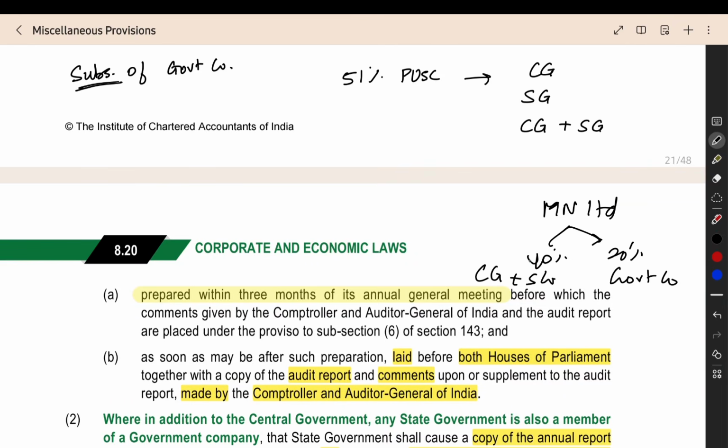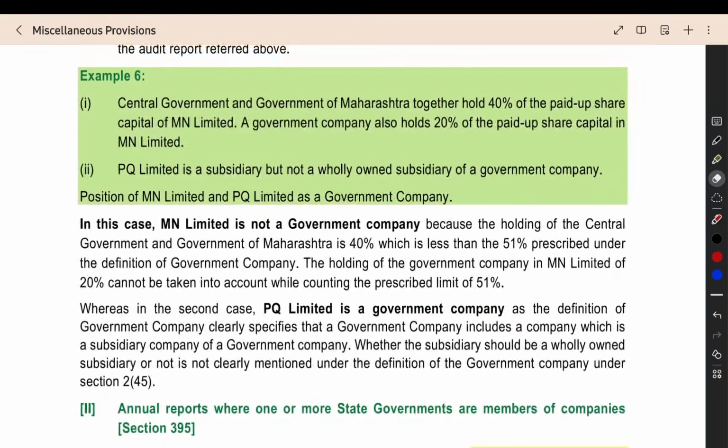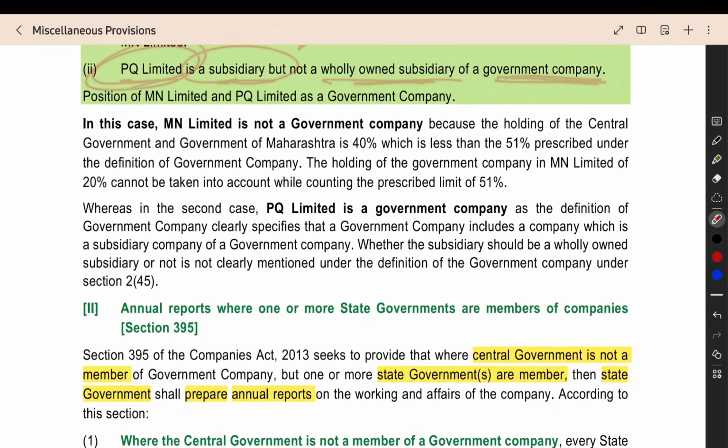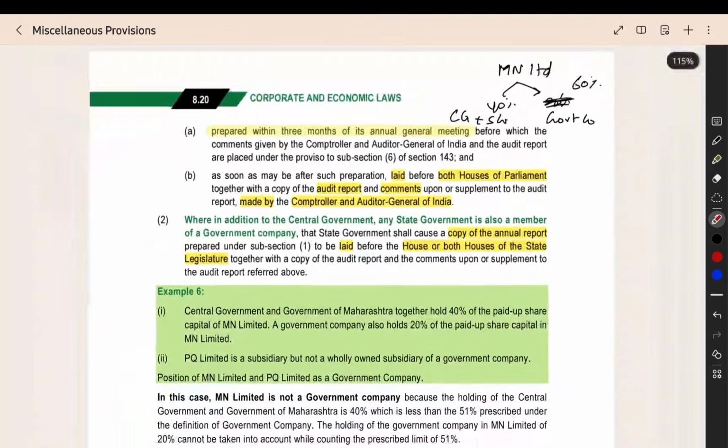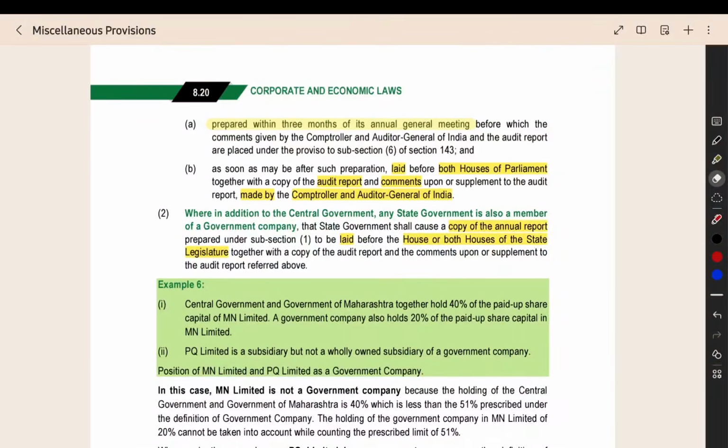So when will it become a government company? If instead of this we had 51%, then it will become a government company. Or else, if instead of 20% you had 60%, then also we can call it a government company, because MN Limited becomes a subsidiary of a government company. So that example is given here. Now, PQ Limited is a subsidiary but not a wholly owned subsidiary of a government company. It is a subsidiary of a government company, so PQ Limited will become a government company. PQ Limited is a government company and MN Limited is not a government company. So that is the example they have given here.